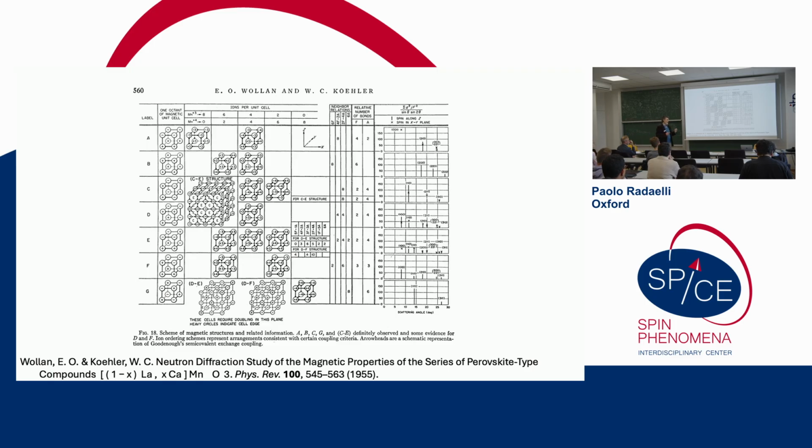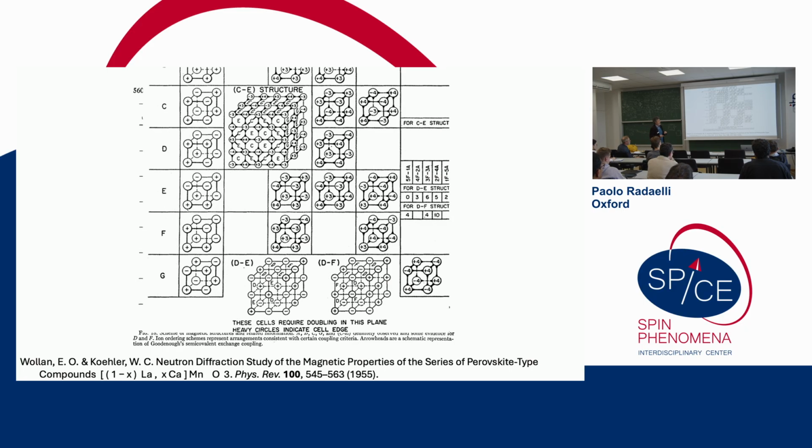This paper was published in 1955 and shows the magnetic phases in the manganites. It was followed by an equally famous paper by John Goodenough, in which he proposed the Goodenough-Kanamori rules. Now, if you see all these magnetic structures, and I can zoom in a little bit, they use pluses and minuses, or black and white. Okay? Do you know why they didn't use arrows? There is a specific experimental reason.